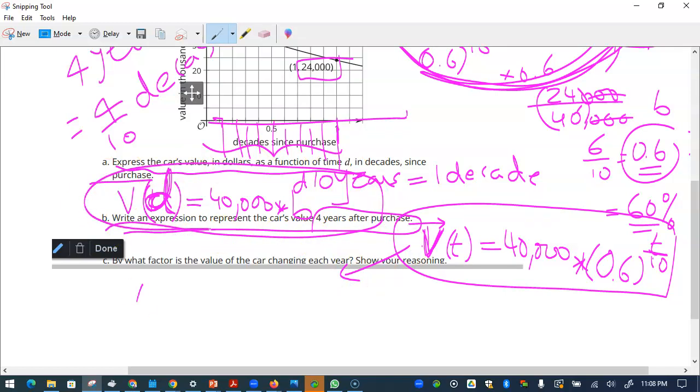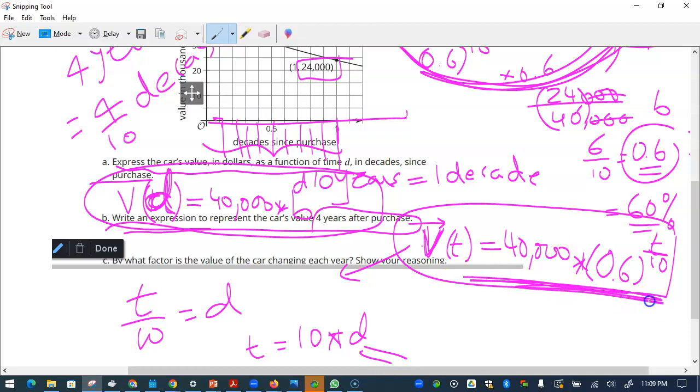So in other words, t over 10 is the d, and t is also 10 times d. It means 1 decade will be 10 years, 2 decades will be 20 years, 3 decades will be 30 years, like that. So this is what is important.